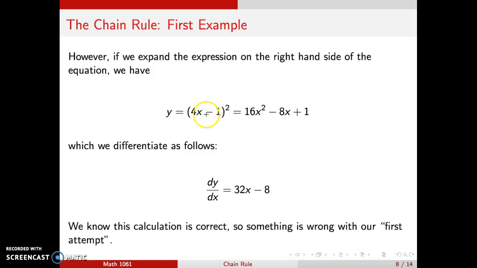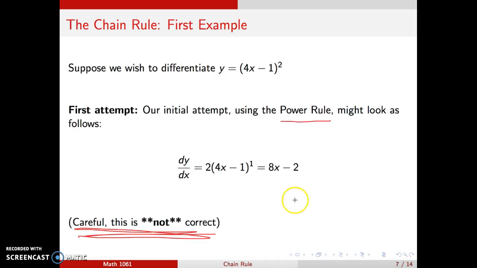However, if you expand this, take 4x minus 1 times 4x minus 1, you get 16x squared minus 8x plus 1. And that derivative is dy/dx equals 32x minus 8. And we know that's true. So that means we must have something wrong with that first attempt. This one here, this is bad, this one's wrong.